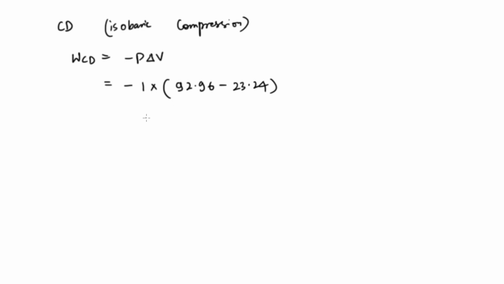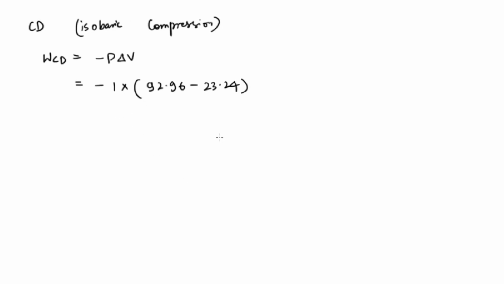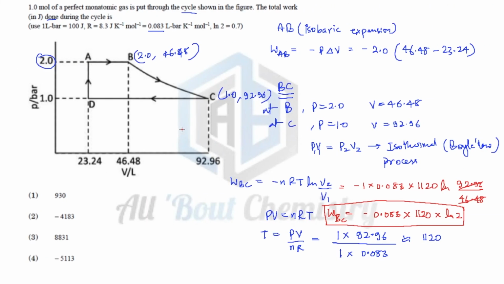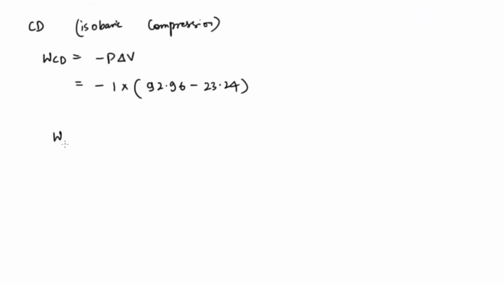Talking about the last process, that is DA. Over here you can see that the volume is fixed. It's an isochoric process because there is no change in volume. You know that the work done in an isochoric process is 0, right? So that means W DA is actually equal to 0. Why?